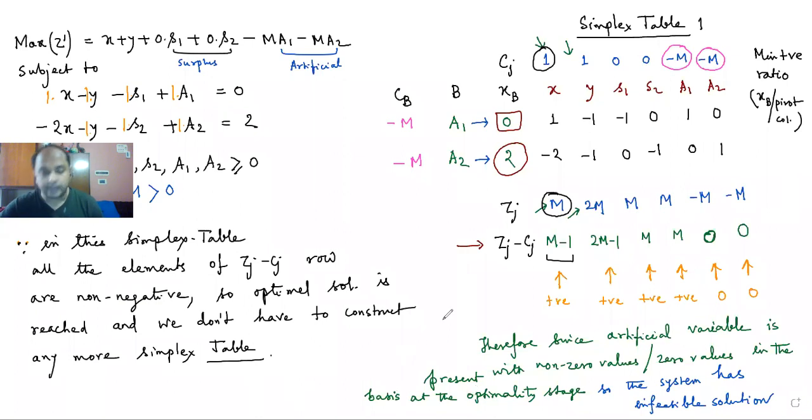Yes, sir. Okay, this is the answer to your question. This is an important point that you need to note down: if the artificial variable is not removed from the basis, then we cannot say that the system has an infeasible solution.